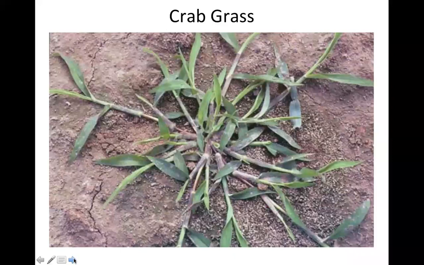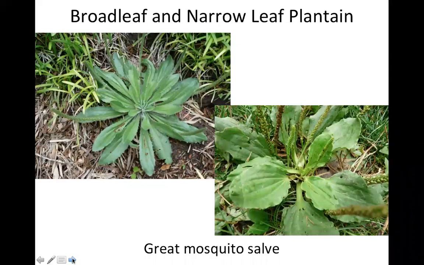Crabgrass, definitely. Want to make sure you get all the roots on this guy. Broad and narrow leaf plantain. These are not like the fruit plantains. But you definitely want to pull these because they'll spread like crazy.